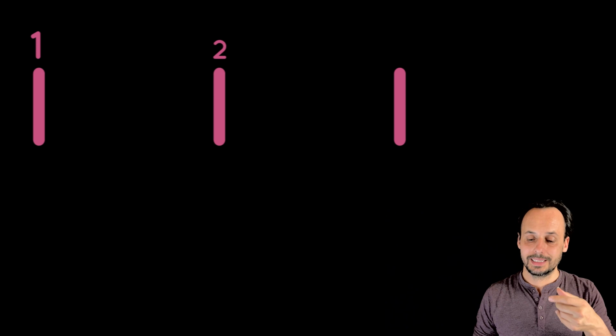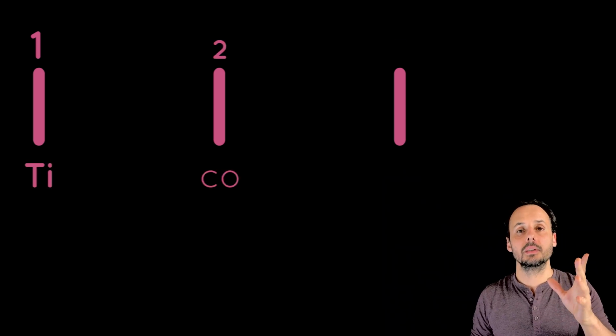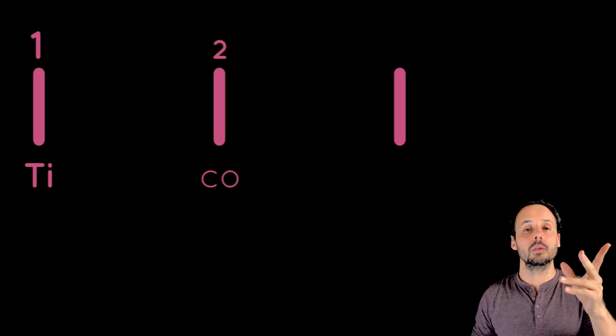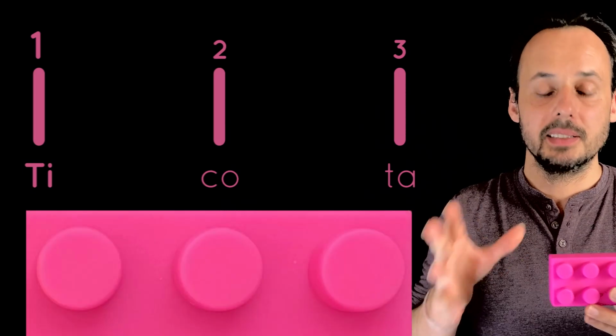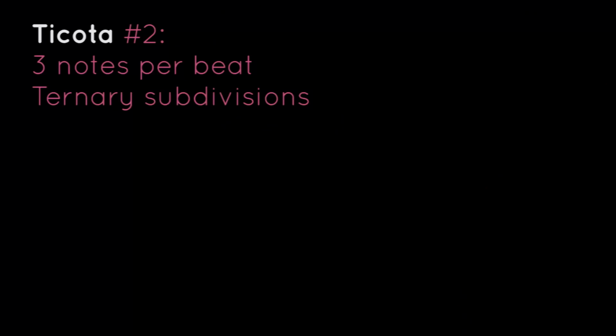1, 2, 3, Ticota, Ticota, Ticota, Ticota. The Ticota here expresses exactly the cycle, the main level of the COMPÁS.